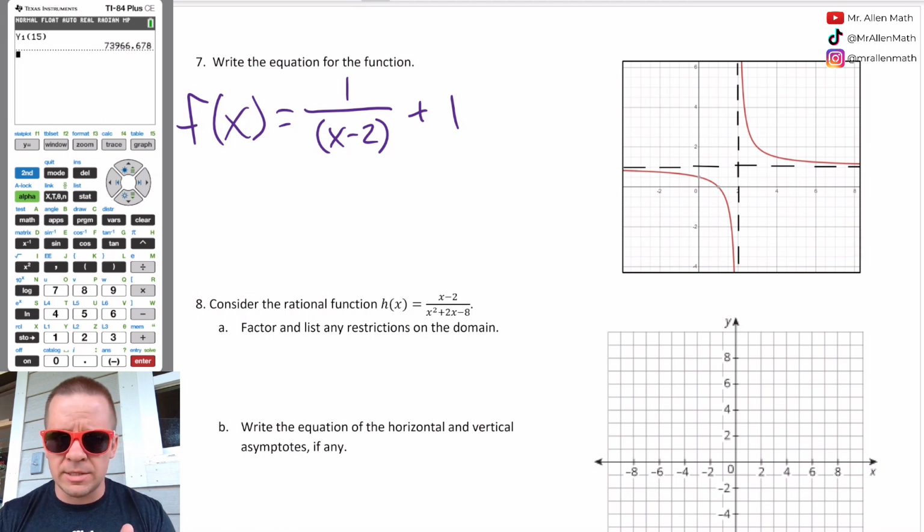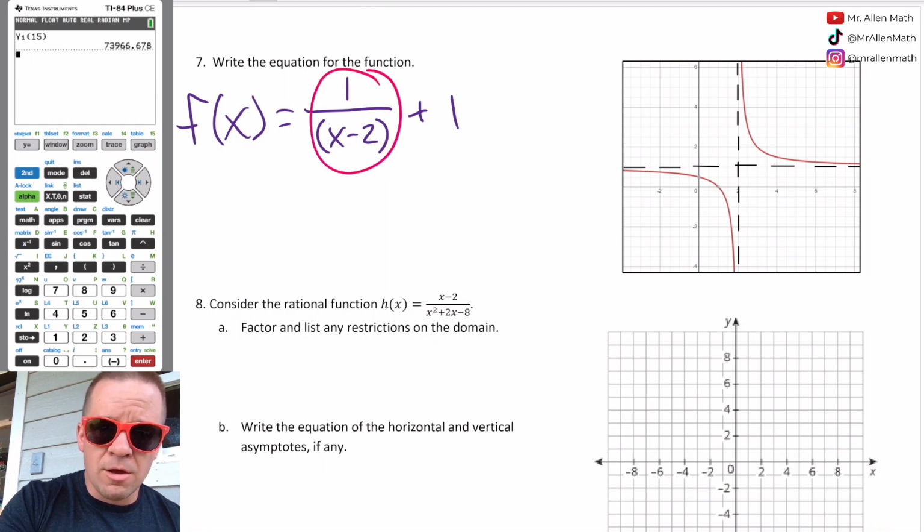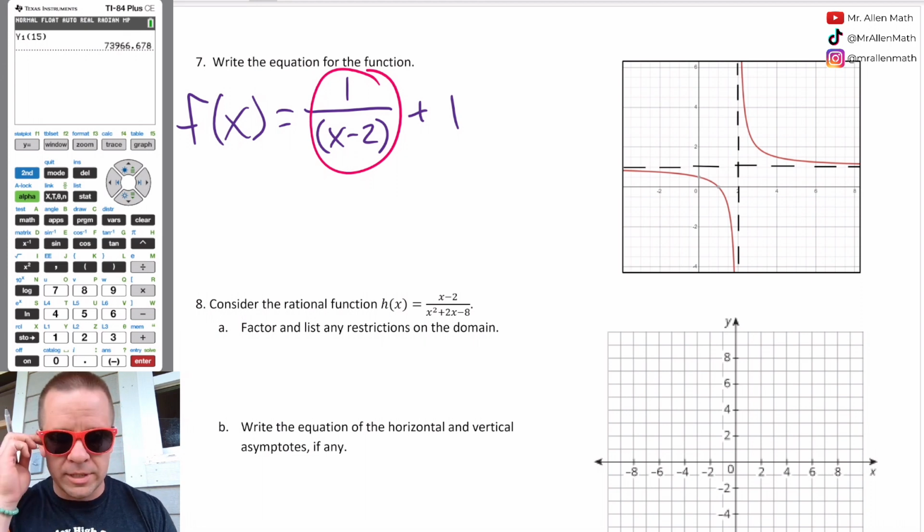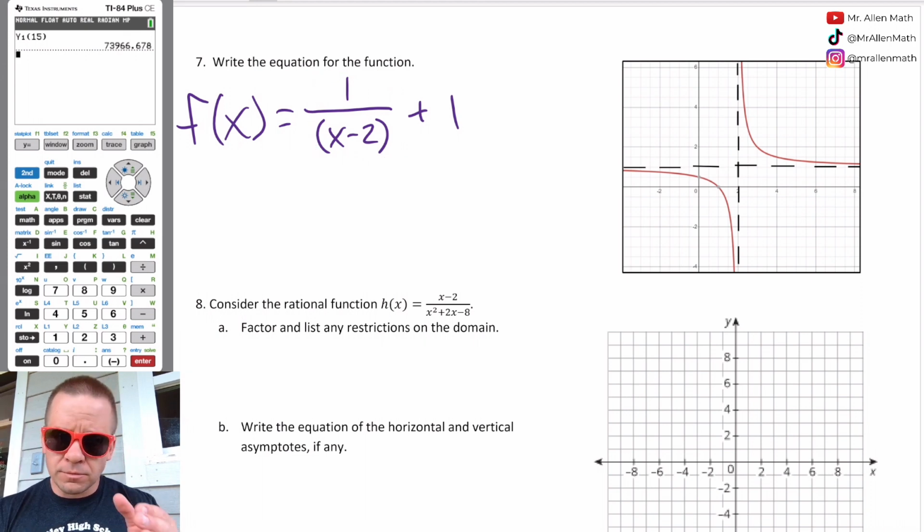Right now, as it sits, I have a vertical asymptote of x equals 2. I have a horizontal asymptote of y equals 1 because as I get larger and larger x values, this part is 1 over something really big, which tends to 0, because a small number divided by an increasingly larger number gets smaller and smaller. Plus 1 gives us 1 for my horizontal asymptote. So that's all good. But what about those points?